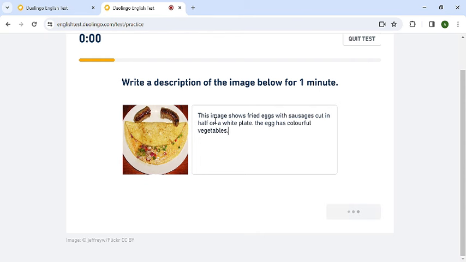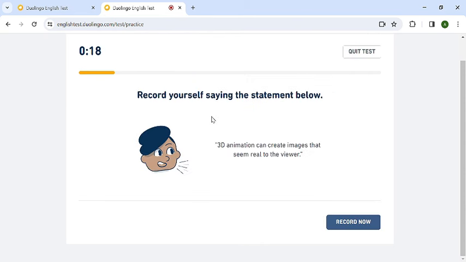Please, capital letter. That was a mistake. Because the cell is saying the statement below. 3D animation can create images that seem real to the viewer.